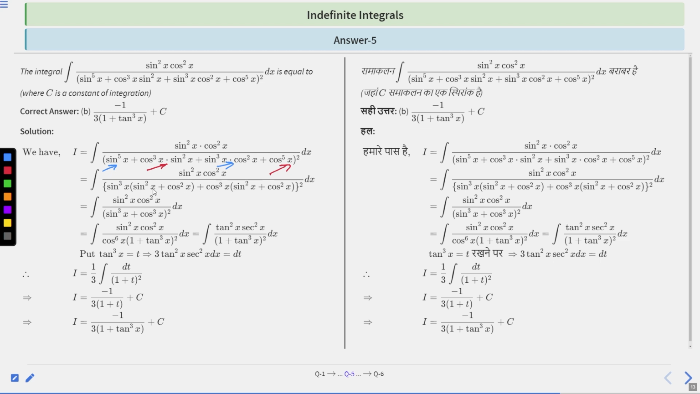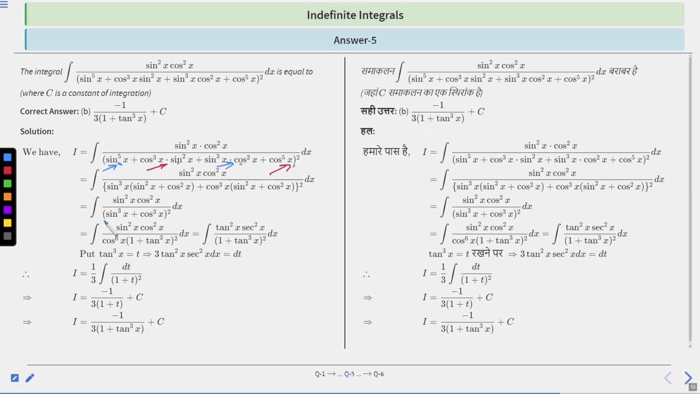So it can be integration of sine square x cos square x upon, if we take sine cube x as common, then we are left with sine square x and we are left with cos square x, right? Therefore sine square x plus cos square x plus, if we take cos cube x as common, then we are left with cos cube x into sine square x into cos square x, right? And we know that sine square x plus cos square x is 1, right? So now this equation can be written as sine square x into cos square x upon sine cube x plus cos cube x whole square dx.